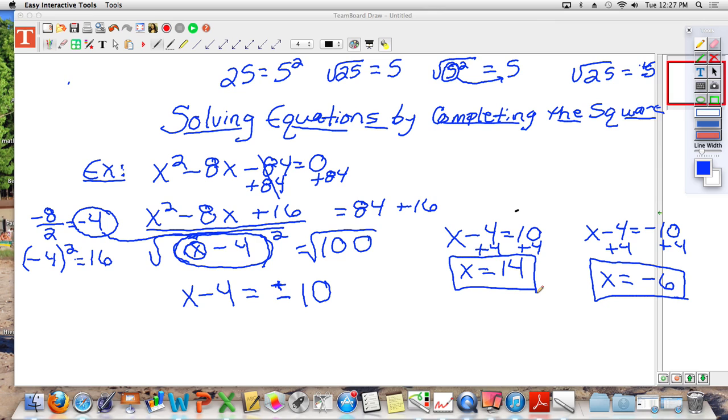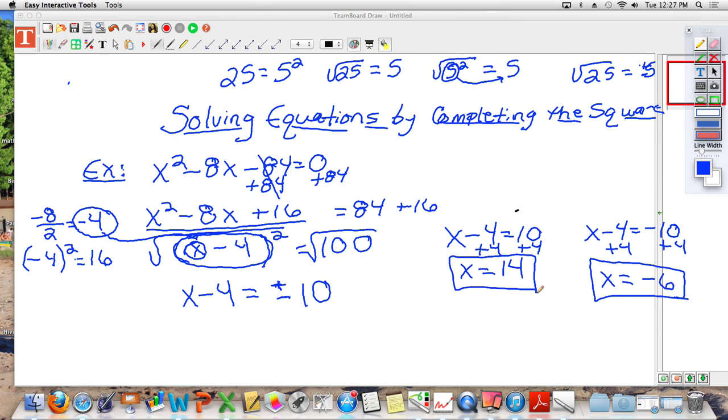Lots and lots of little tiny details. Chelsea, you had your hand up. Did I answer your question? Oh, I was gonna ask, when you change the sign and stuff, can you write it like the x minus 4 equals the plus, and then the minus sign under the plus equals 10? Just like I did here.